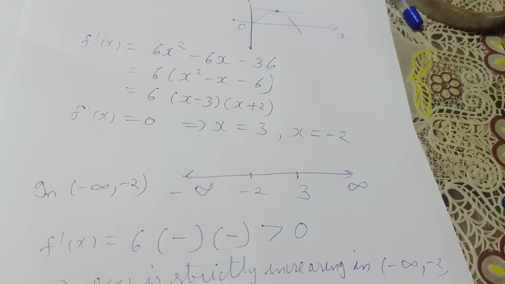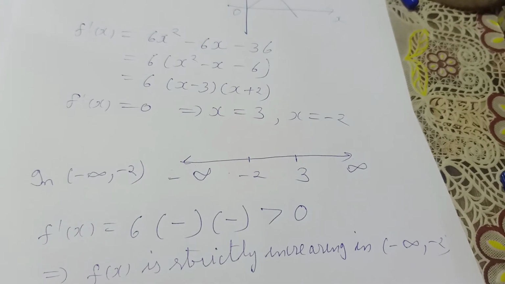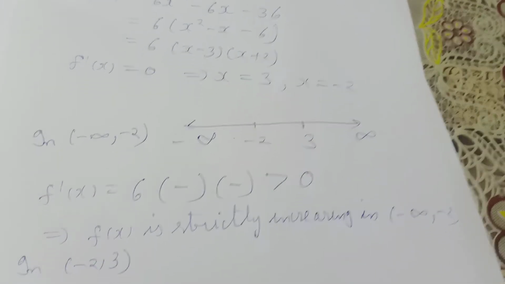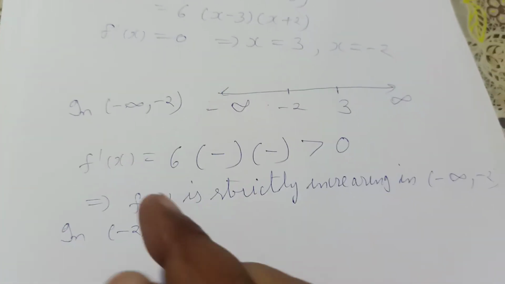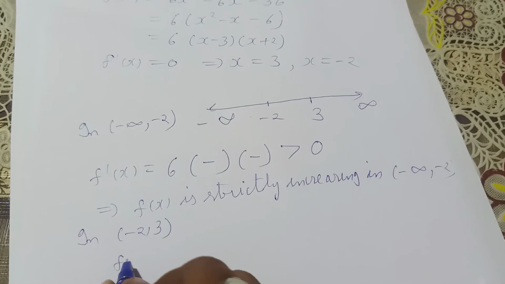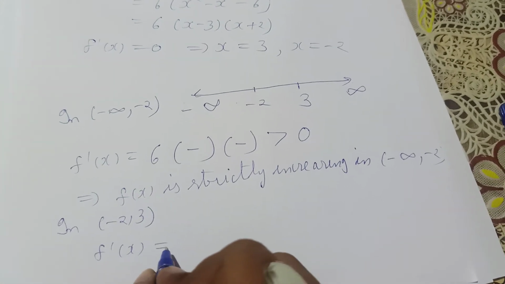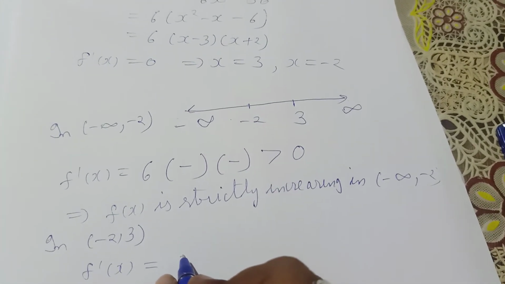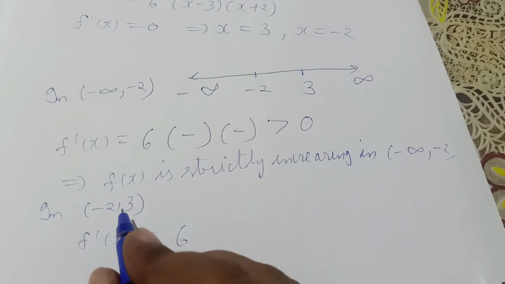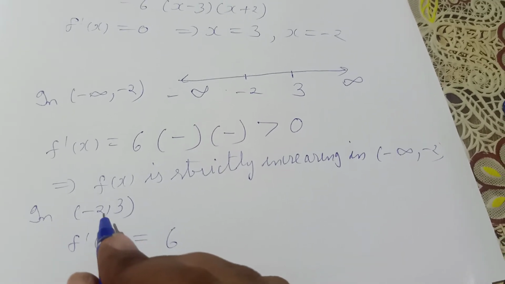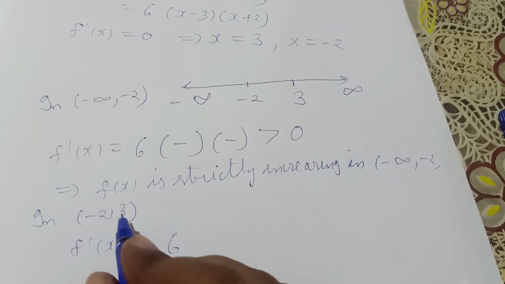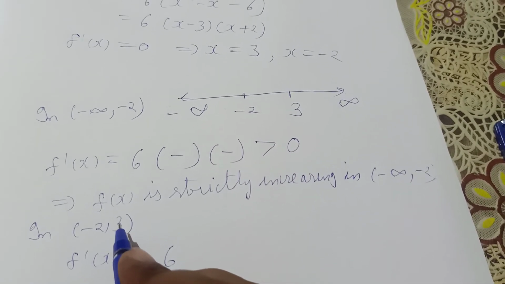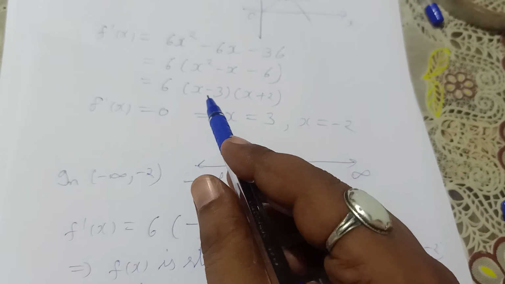So in the interval minus 2 comma 3, now we observe what is the sign of f dash x. So f dash x equals 6, a positive quantity. Now we take any number in this interval minus 2 to 3, so we may take 0 for the sake of convenience. So we put x equal to 0 in the value of f dash x.